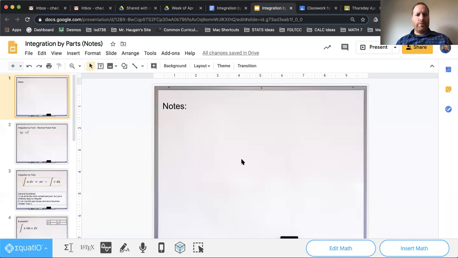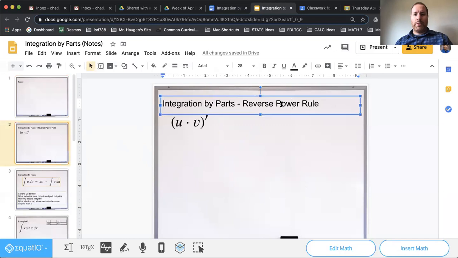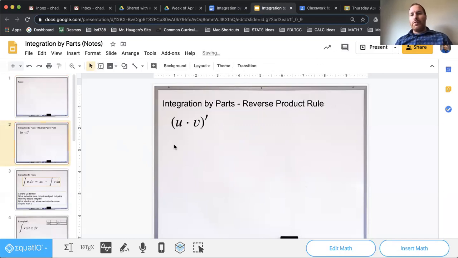So on here, I'll go through some of the notes and just explain how integration by parts works. And I'll put the video here in your notes as well once I get done. So integration by parts is essentially the reverse product rule. Let's fix that. It's the reverse product rule.